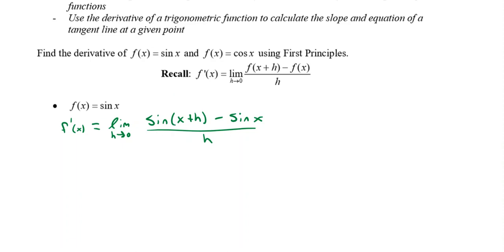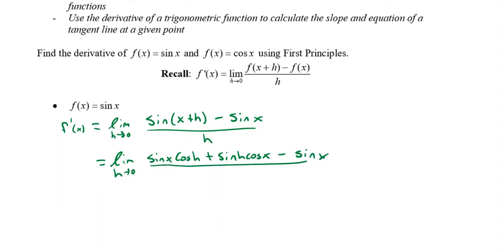So now the next step we're going to do here, well, this is actually an addition of angles identity. We can split this up. So I'm going to write this again, but I'm going to rewrite this part of it. This would be the limit as h approaches 0 of, and then this would turn into sine x cos h plus sine h cos x minus sine x, and then that's all over h.